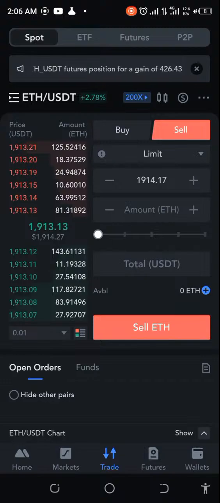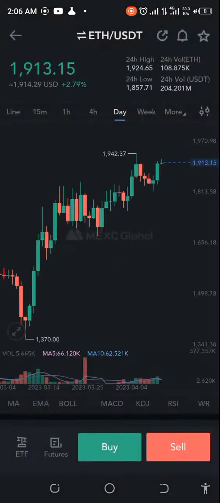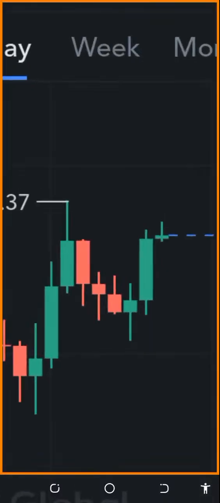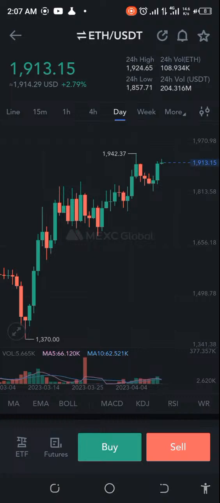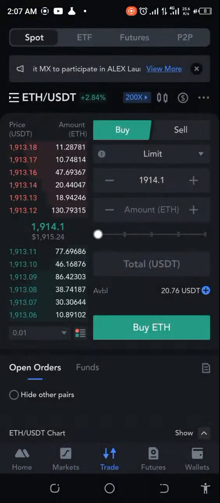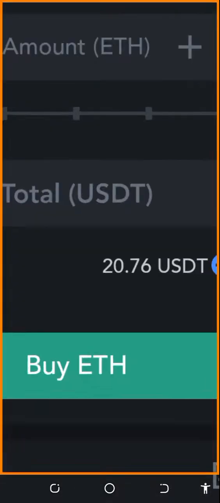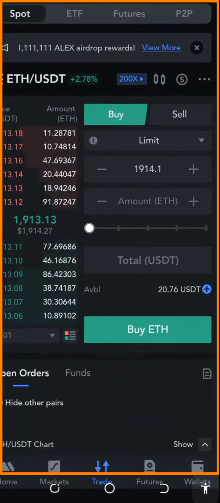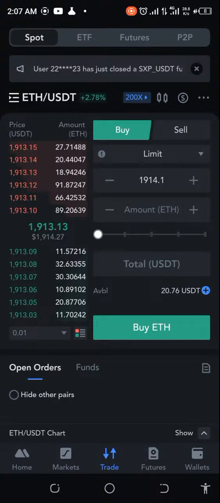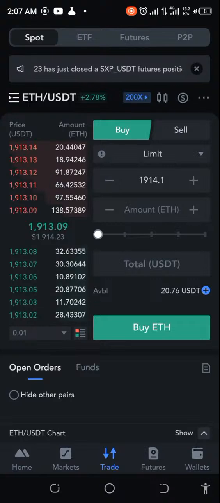Yes, yes, yes. Okay. So let's see the chart. You can see it went all the way up there. Yeah, it did. Eventually it did. Okay, so what do we have here? Let's go and check what we have. Can you see that we have 20.76 USDT? That means, because don't forget that we started out with 20.60, even though it only picked up 20.59.